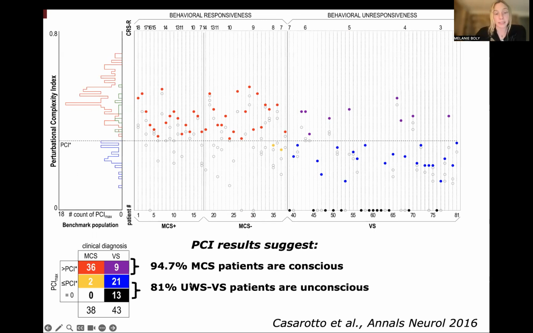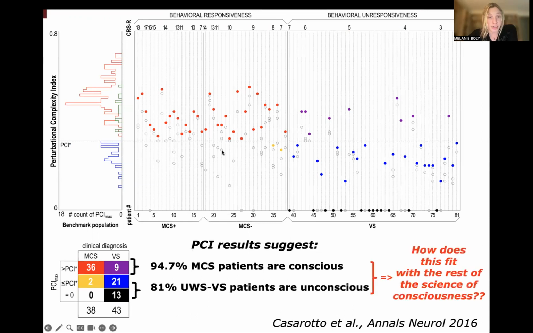So if we look at these results, there's a striking dissociation. Most patients, even if they have very simple behaviors in minimally conscious state, are diagnosed as conscious, unlike most patients in vegetative state. So it looks from this data that purposeful behavior and consciousness are tightly linked. And that's what TMS-EEG tells you. That's the best tool we have available.